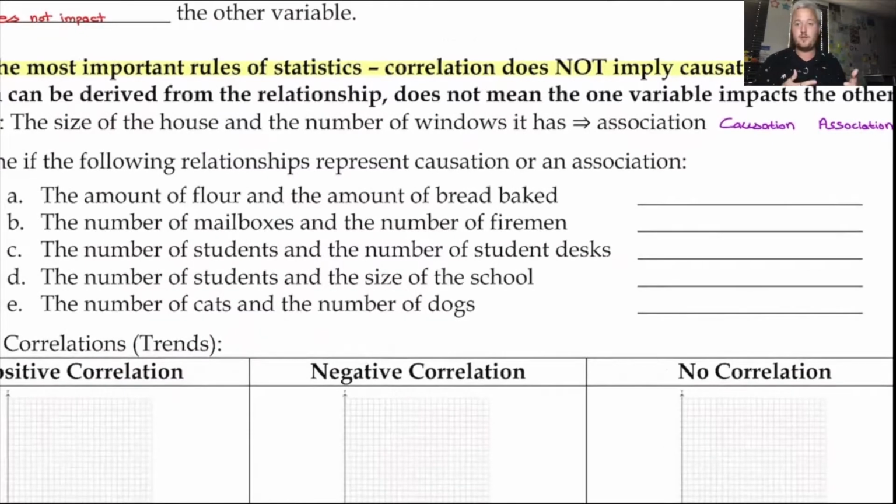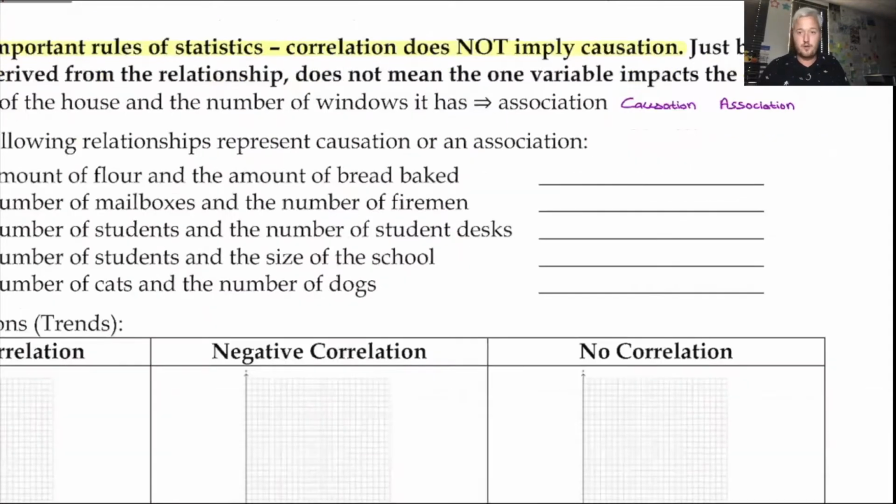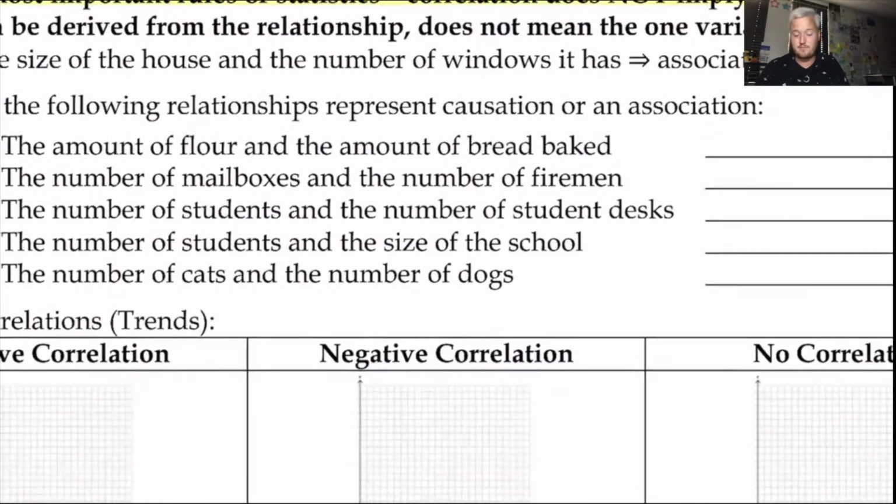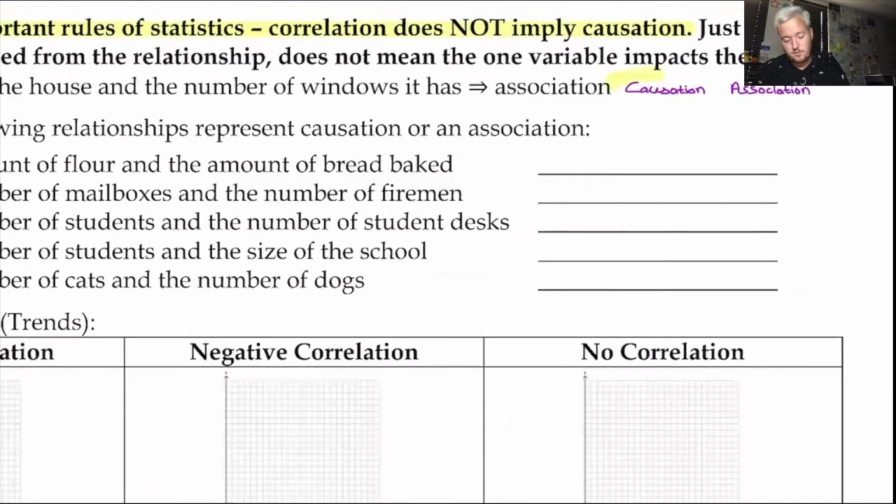So we're going to be identifying if a relationship represents either a causation or an association. Once again, causation is if they're actually related, meaning one causes the other to change, or if they're just being associated. So the number of students and the number of trees, that's an association. They're just being associated. There's no pattern. Looking at part A, the amount of flour and the amount of bread baked. The more bread you want to bake, the more flour you're going to need. So that impacts the other. So that's what we call a causation.